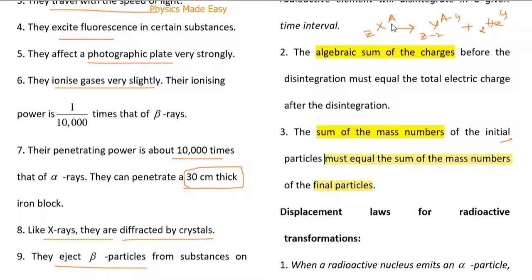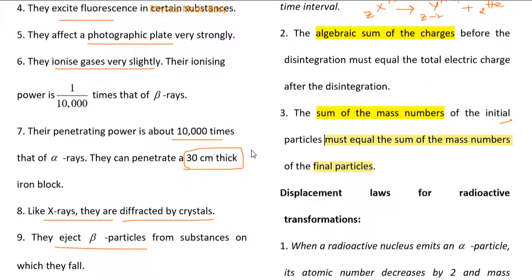So now we can take mass number. Mass number on left hand side is A, and mass number on right hand side is A minus 4 plus 4. So it will come out to be A on the right as well as on the left side.